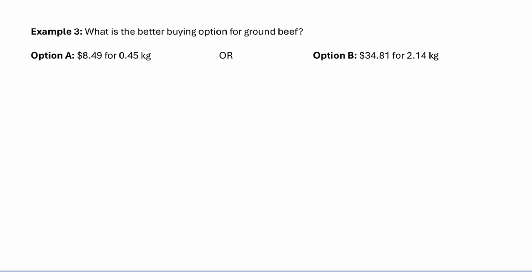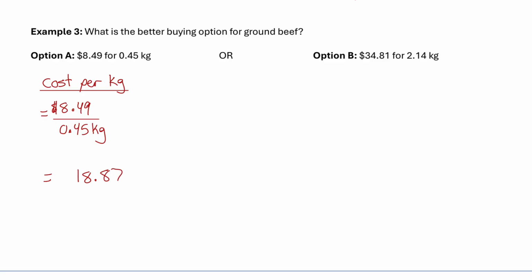For option A, it's $8.49 per 0.45 kilograms. So to find the cost per 1 kilogram, I could write the rate as a fraction. And then if I do 8.49 divided by 0.45, I would figure out that's equal to 18.87. And then what units go with this? Well, when we did the division, we did dollars divided by kilograms. So what we calculated is how many dollars it is per kilogram.